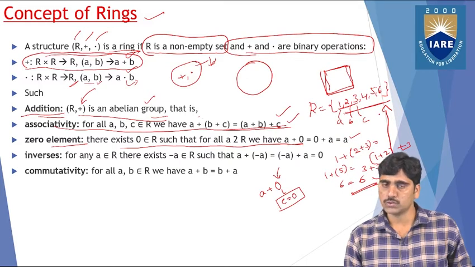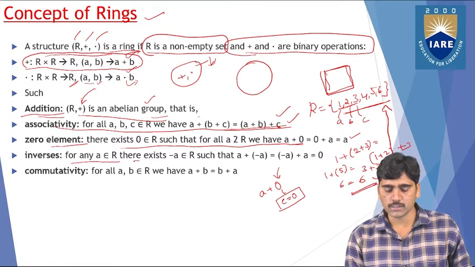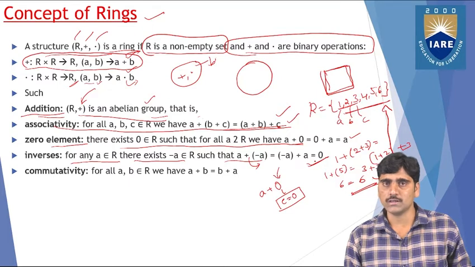And for the inverse property, for any A belonging to R, there exists minus A belonging to R. As we discussed in groups, the same thing happens here. Minus A belongs to R with respect to the addition operation. Minus A is the inverse of A. That's why minus A plus A equals 0. The result of the inverse operation becomes 0.